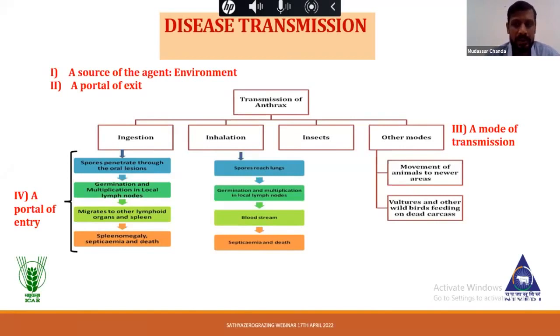And once you talk of the mode of transmission, then comes your portal of entry of the organism inside the animals. How the spores penetrate through the oral lesions, how the germination takes place, how the multiplication of the organism takes place in the lymph nodes, and migration to other lymphoid organs. Splenomegaly is one important pathogenic lesion for anthrax, and then septicemia and death. And this is how an outbreak occurs. If you want to take an example, anthrax can explain it here.